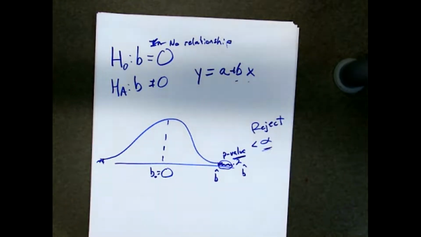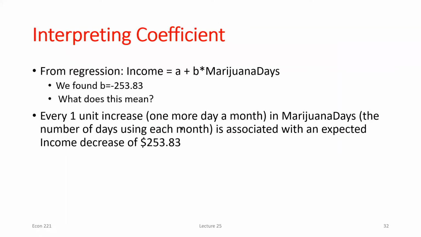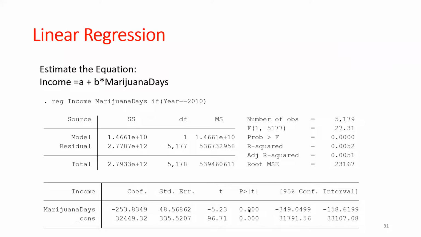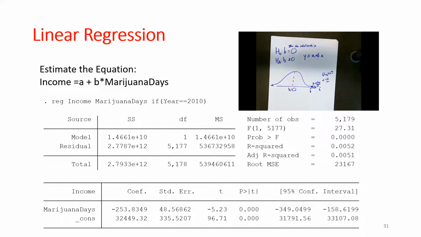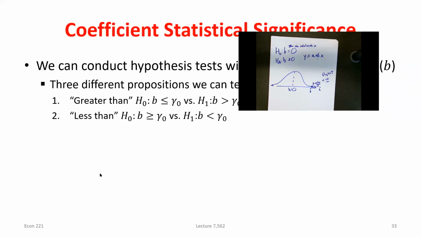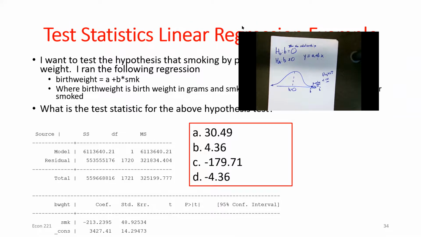So if I'm going back here, I go back to my results. Notice here, this program told me that p-value. It was basically 0. So I could say here with any level of confidence that I could reject the null. Remember, the null is that there's no relationship. So I can reject that there's no relationship, where I found pretty strong evidence that there's a correlation between the number of days someone used marijuana and income. Okay. All right, so we've got our hypothesis testing.